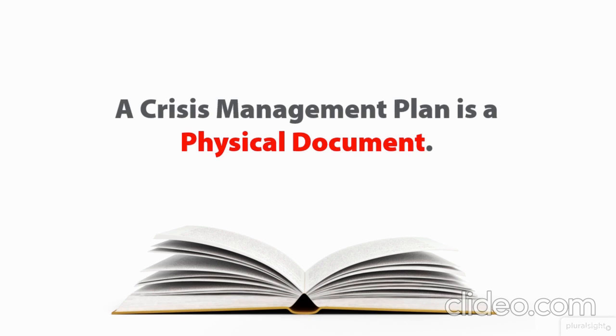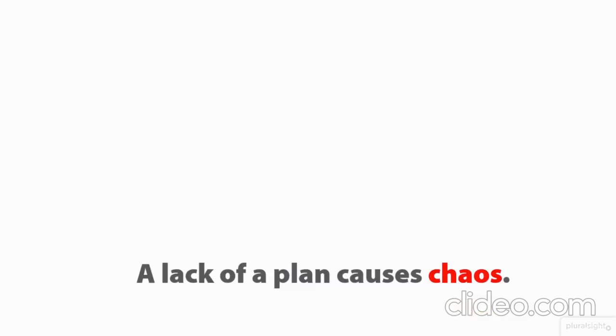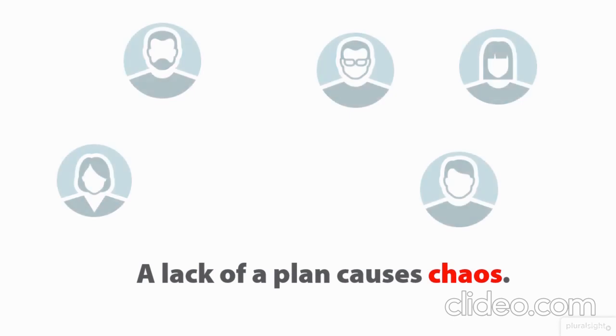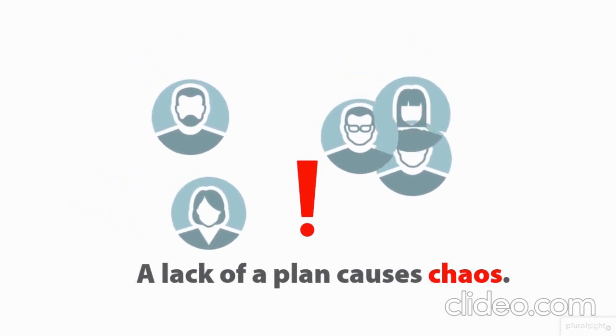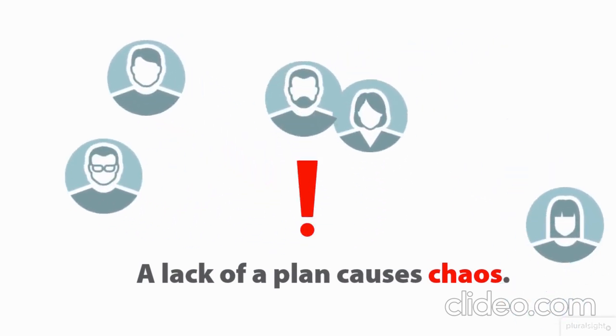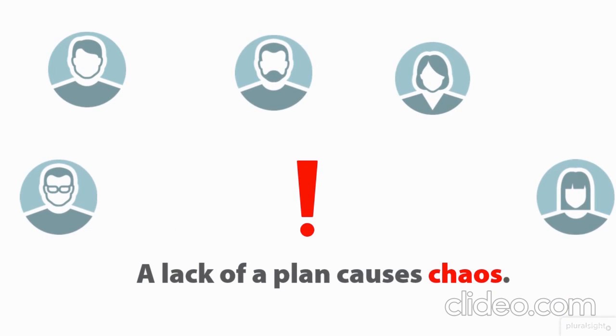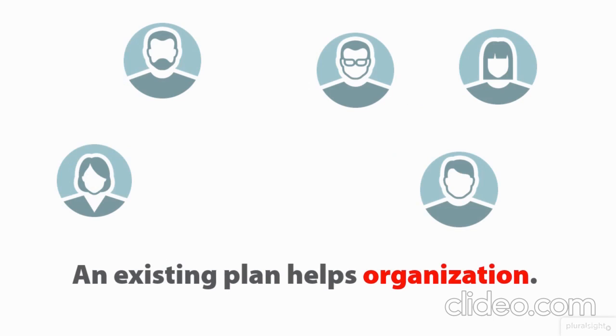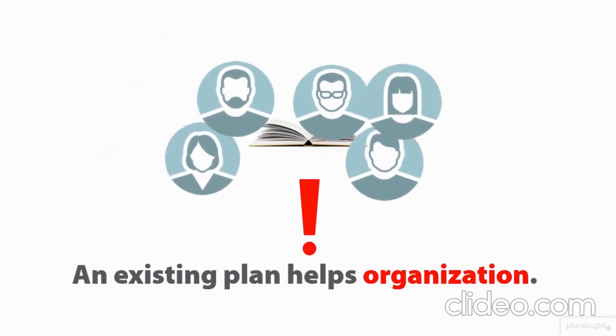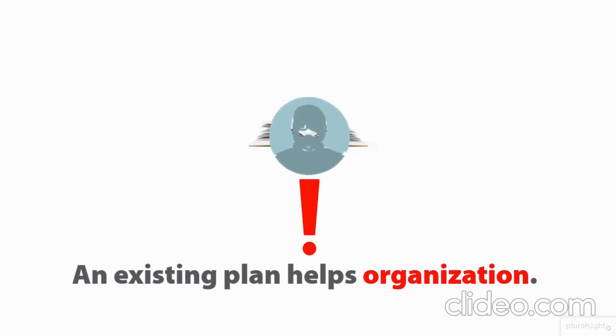This is a really critical point because a lack of a plan causes chaos. A company is made up of a lot of individual people, and when a crisis occurs, if there's no actual strategy, everyone just sort of moves around randomly, trying to figure out where they're supposed to be and handling logistical problems. An existing plan, however, helps with organization. When a crisis occurs, everybody goes and references the document and knows exactly what steps they need to take.